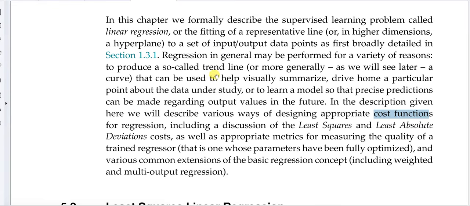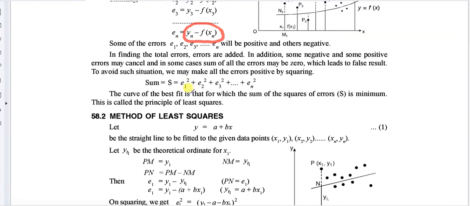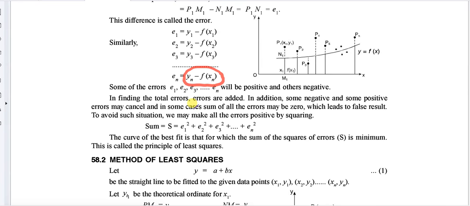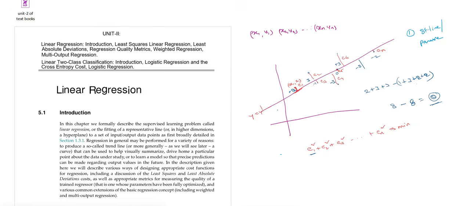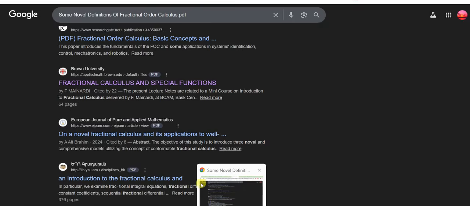So this is the cost function for regression, including discussion of the least squares and least absolute cost. In the problem we discussed, it is about least squares. Now least absolute deviations means, as I said, to this difference I use the absolute value. Let me write it down here.